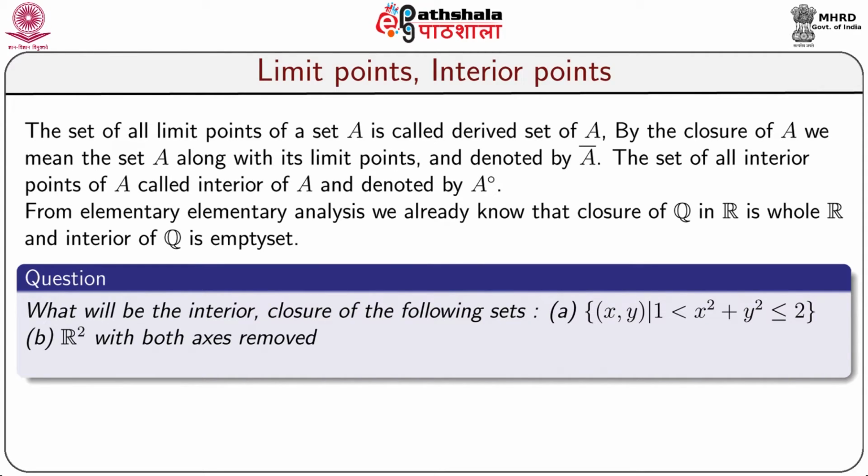Now, another question: what will be the closure and interior when both axes have been removed from R2? When both axes have been removed from R2, its closure will be the whole of R2 and the interior will be the same.